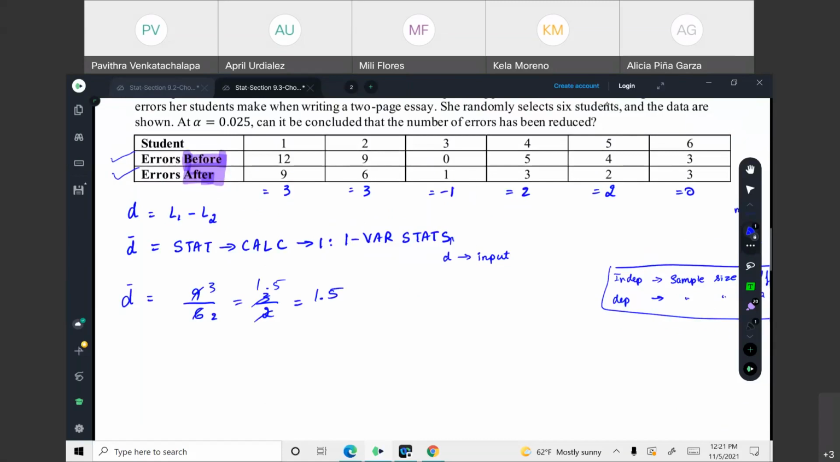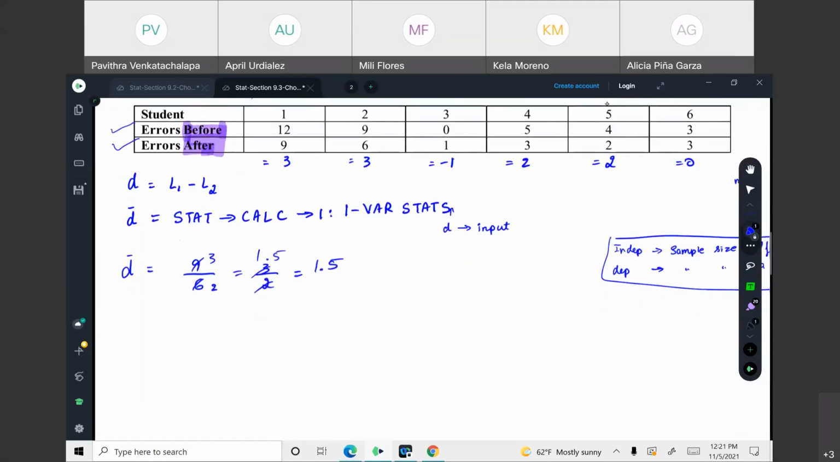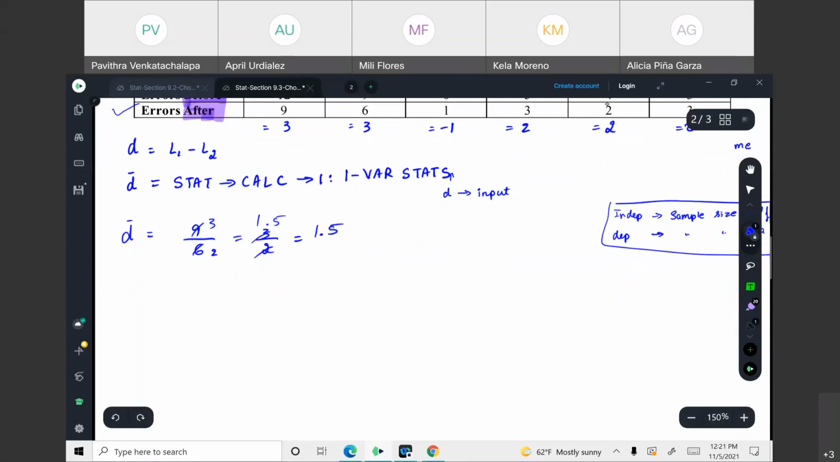Okay, so you can do this with the help of a calculator. When you do it with a calculator, you will get mean and standard deviation both. Fine. So just check the answer. D bar has to be 1.5. Standard deviation must be 1.643. Now we know that sample size is 6 and degree of freedom is 5. N minus 1, 6 minus 1, which is 5.